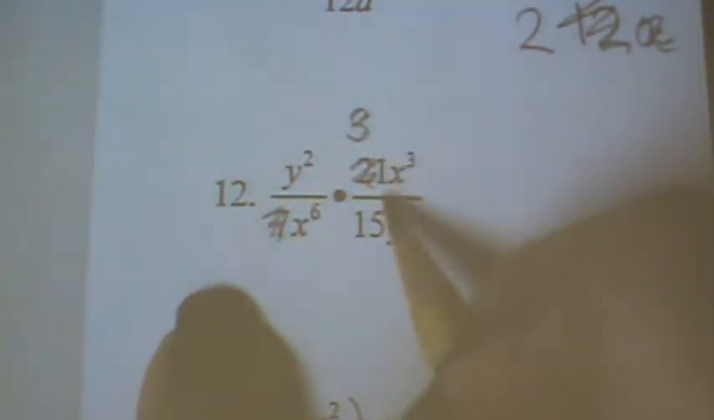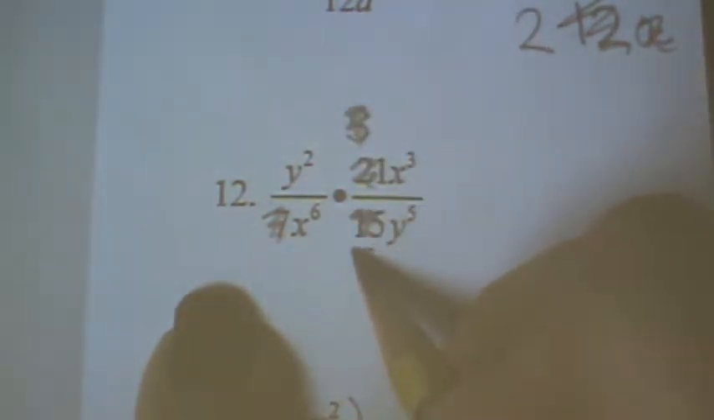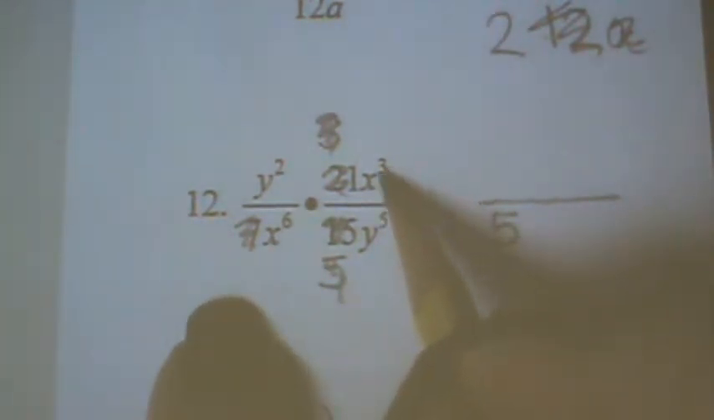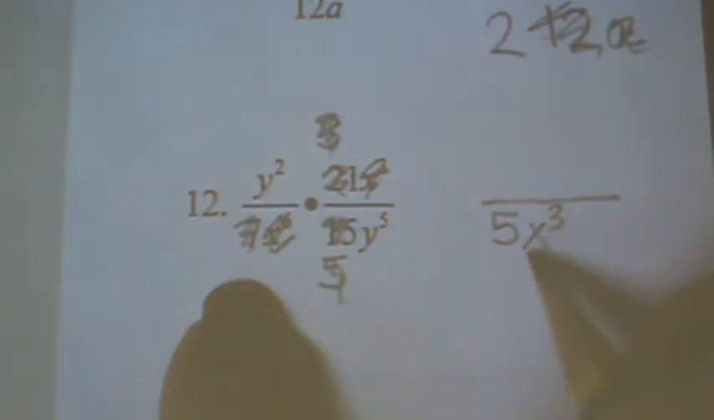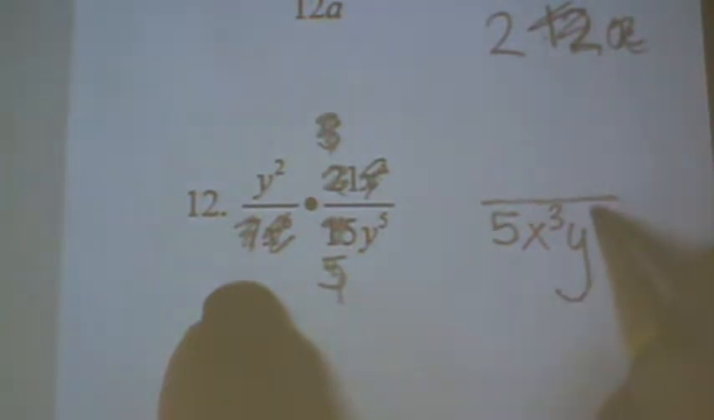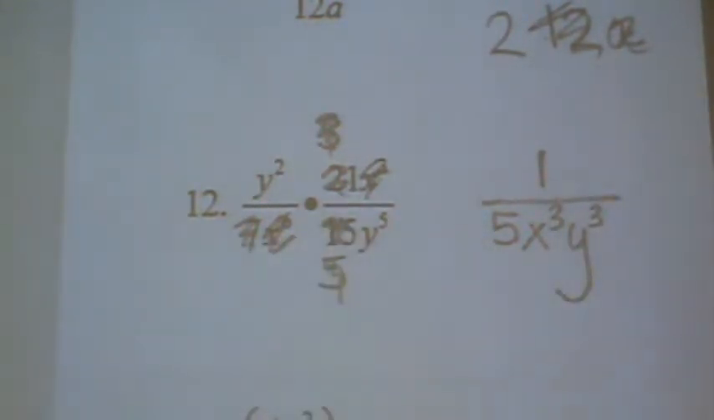So let's do the numbers first. 7, we're multiplying. 7 goes into 21 3 times. And 3 goes into 15 5 times. So in my denominator, I have a 5. And we're done with that. Now let's do the x's. We have x to the 3rd here, and we have x to the 6th. So 3 x's on top, 6 on the bottom gives us 3 x's left on the bottom. And then for the y's, we have 2 y's on top, but 5 on the bottom. That gives us a difference of 3 y's on the bottom. Nothing is left on top except a 1. Everything's done.